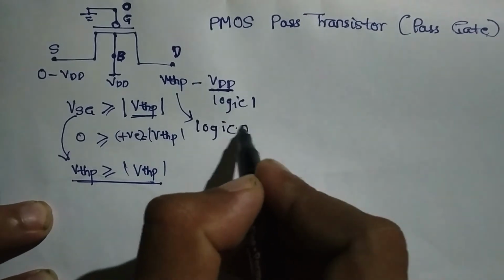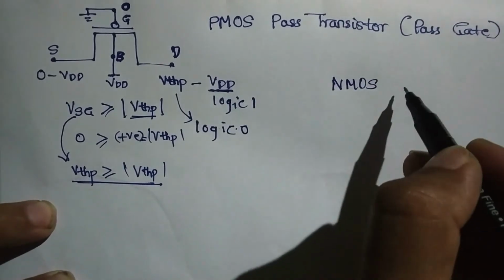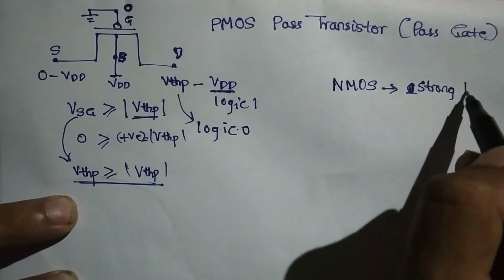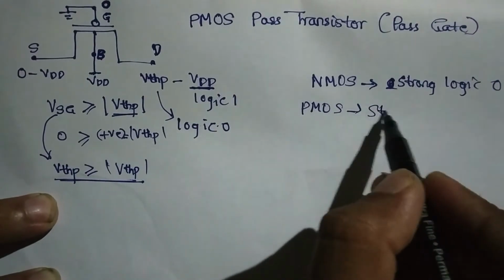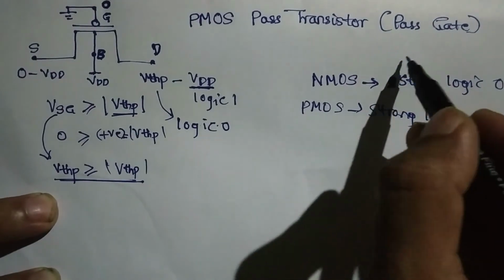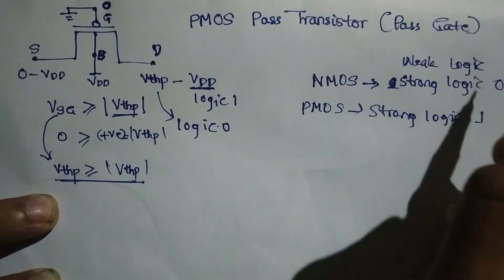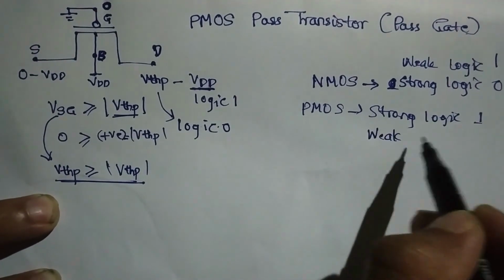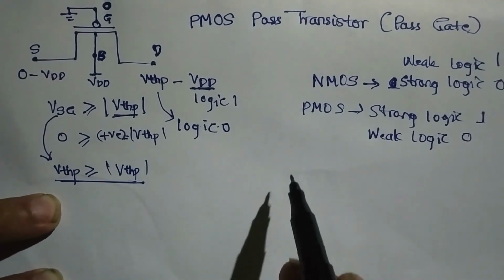So what we can conclude from this is that the NMOS transistor, or NFET, can transfer a strong logic 0, and the PMOS transistor can transfer a strong logic 1. The NMOS will transfer a weak logic 1, and the PMOS will transfer a weak logic 0. This is the reason why we go for the inverter structure.